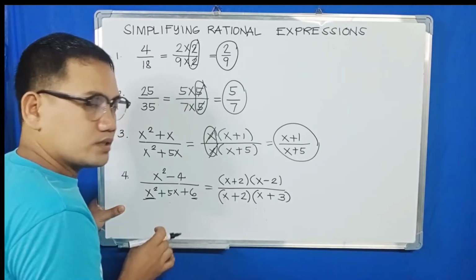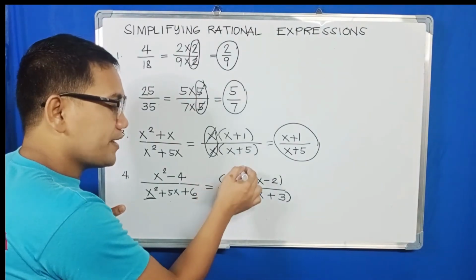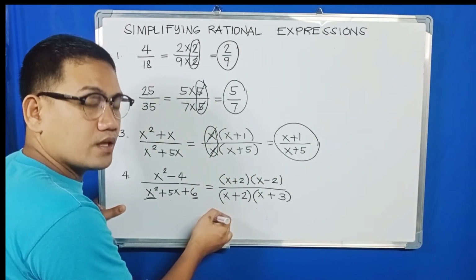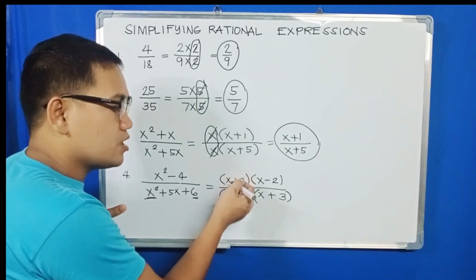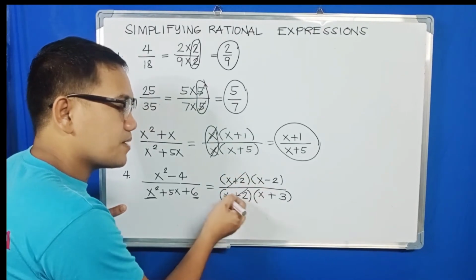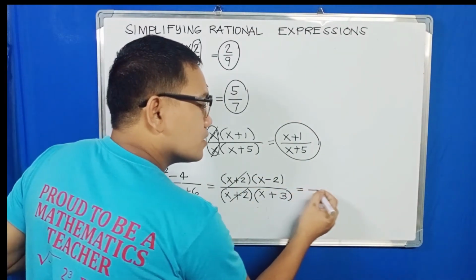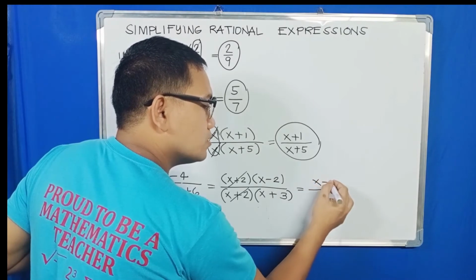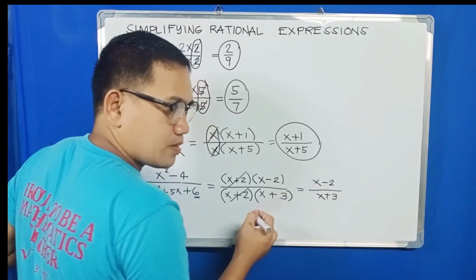And if we noticed that x plus 2 is both present in the numerator and in the denominator, this means this is the common factor of our given expression. So we can cancel out x plus 2. What is left is x minus 2 all over x plus 3.